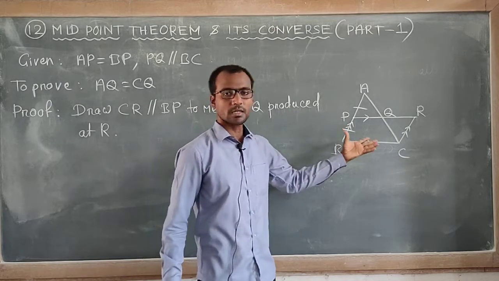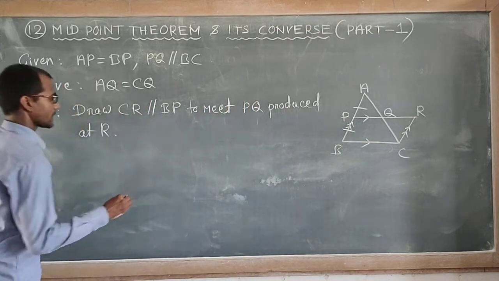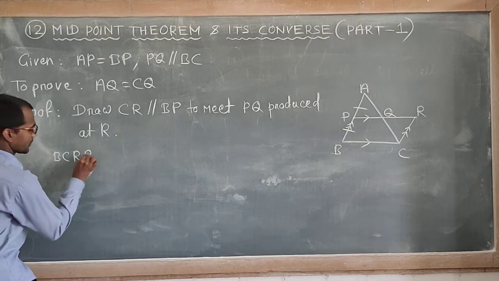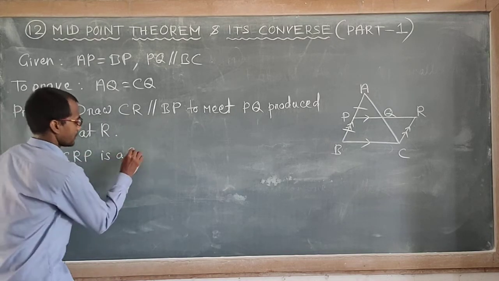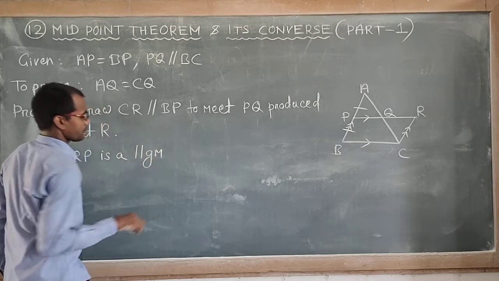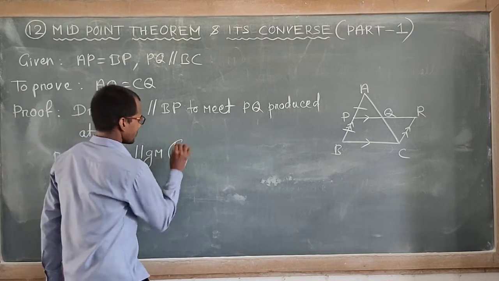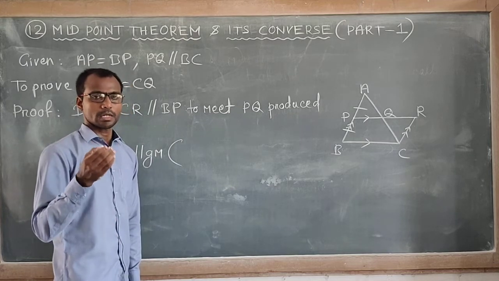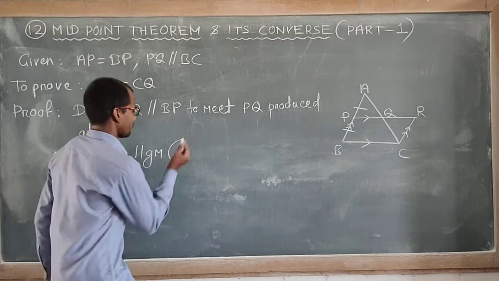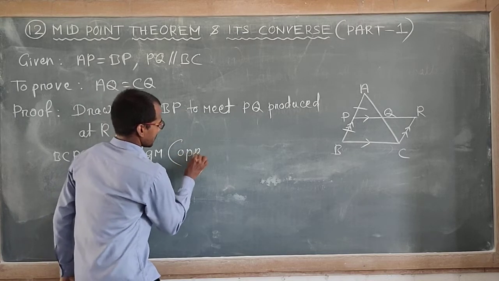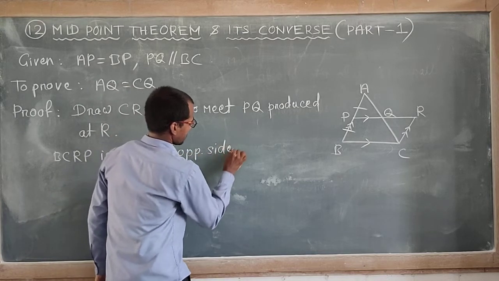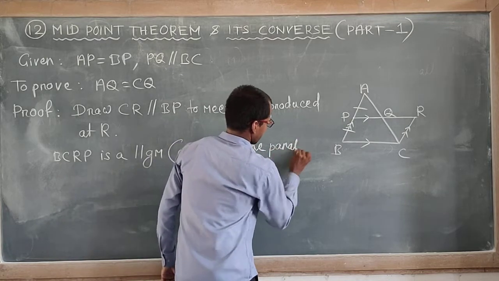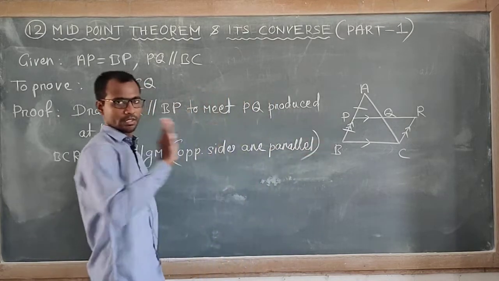So we can say that it is a parallelogram. Okay, so we can write here BCRP is a parallelogram. Why? Because by definition, what is a parallelogram? It is a quadrilateral in which opposite sides are parallel. Okay, by definition, since opposite sides are parallel, so it is a parallelogram.